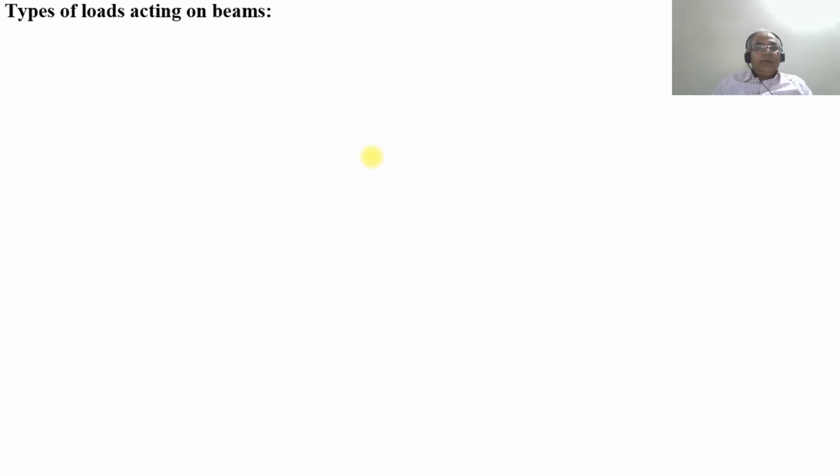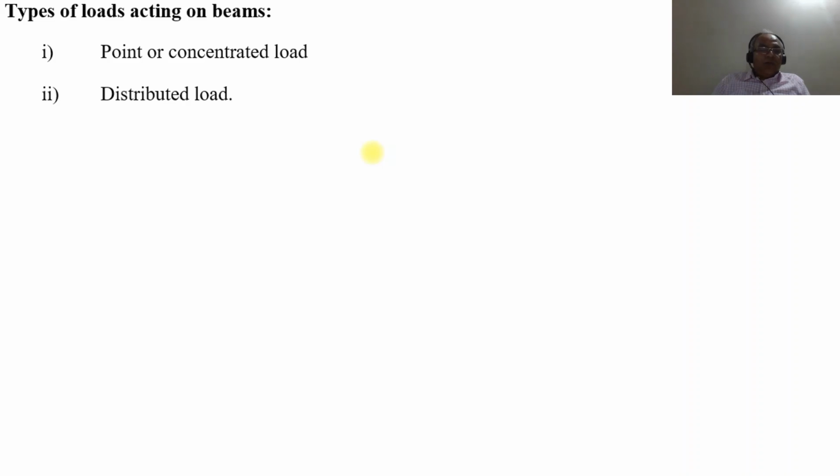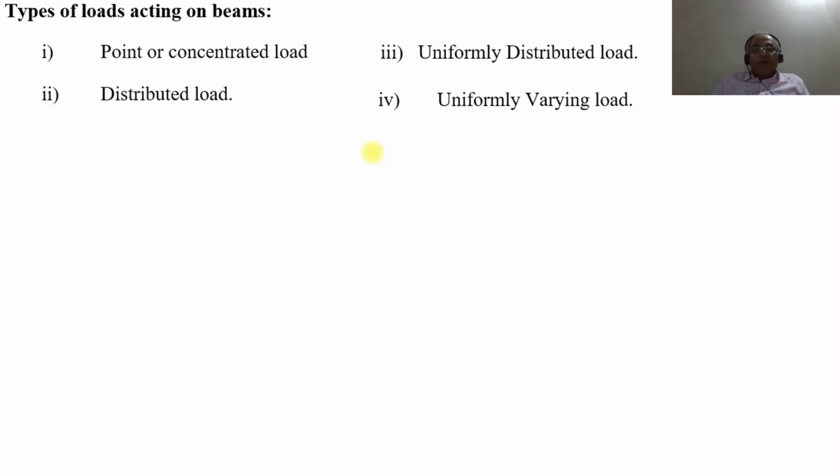In this video, we are going to discuss the types of loads acting on the beam. So what are the different types of loads acting on the beam? Number one, the point or concentrated load. Number two, distributed load. Number three, uniformly distributed load. Number four, uniformly variable load or varying load. And number five, the couple.